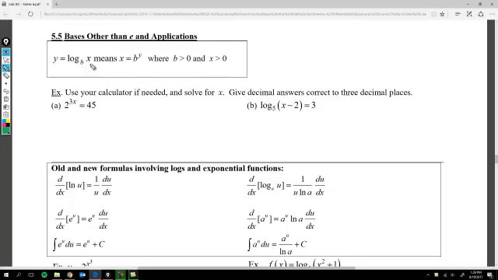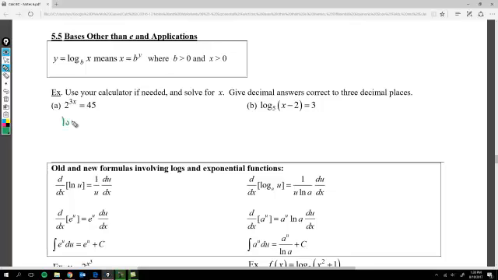Remember, your base stays the same. So your base stays the same, x here is your answer, I guess, and y here is your exponent. We're given something in exponential form and we want to solve for x. Now, if this number is of base 2, it makes it really easy, but 45 is not. So we have to rewrite this in logarithmic form.